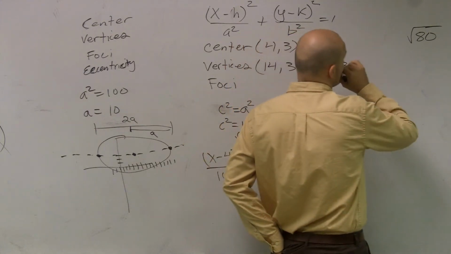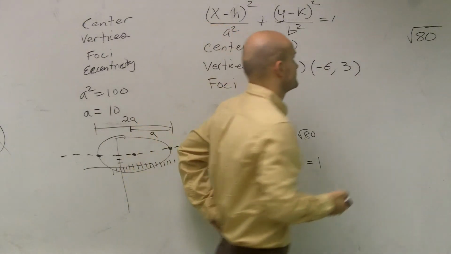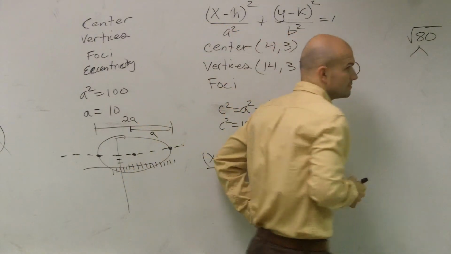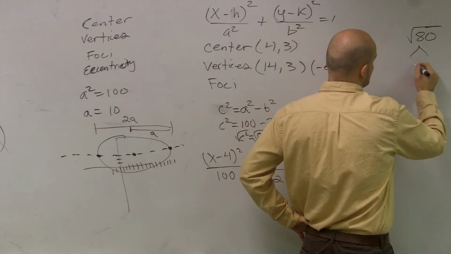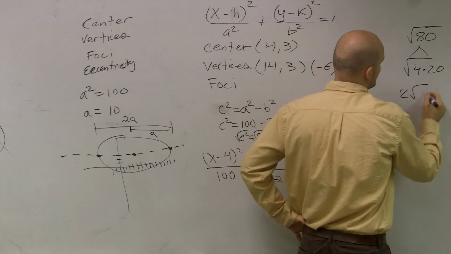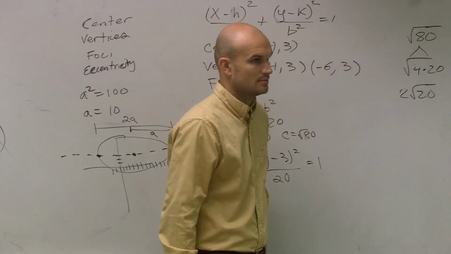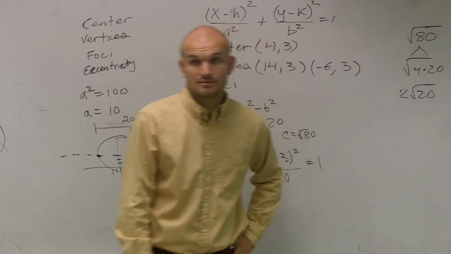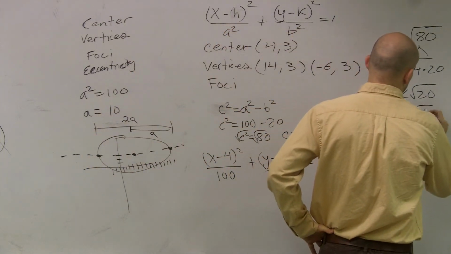We know that four works into it. How many times would 4 go in there? 20 times, right? So you could rewrite this as the square root of 4 times 20, so we could do 2 radical 20. But then 4 goes in there again, 5 times. So you could write 2 radical 4 times 5.